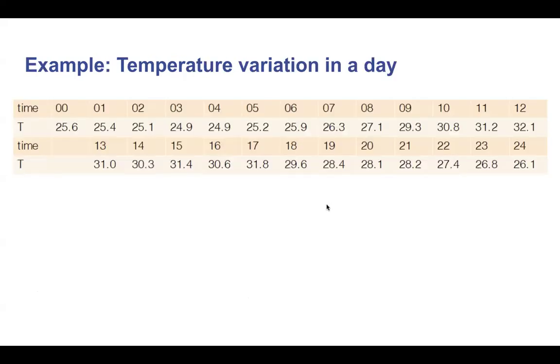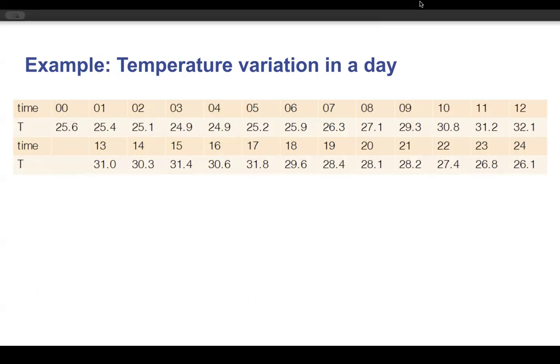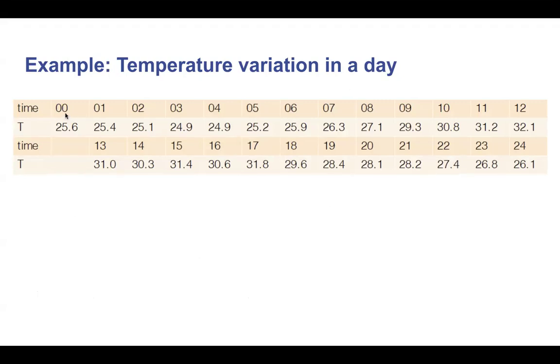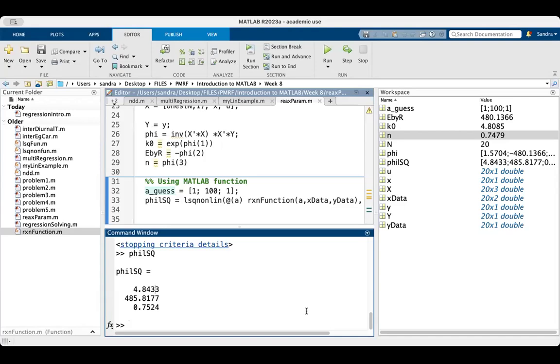So now we have an example, temperature variation in a day. We have time going from 0 to 24, I think it's hours, 0 to 24 hours. Your corresponding temperature is also varying from 25.6 to 26.1. So we need to find the interpolation. Just a second, I'll share MATLAB.